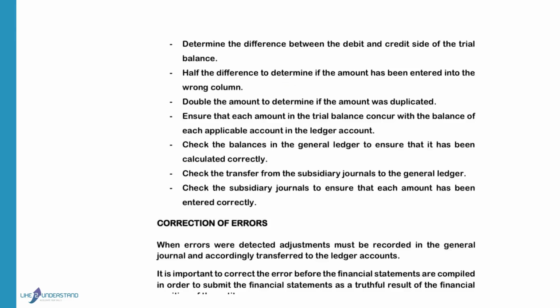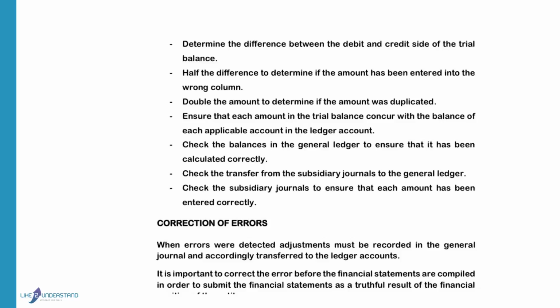Determine the difference between the debit and credit side of the trial balance. So say there's a difference of 400 Rand. Then you can go and look in your accounts, is there anywhere a 400 amount, because then it's easy to see if you did a double entry. If it's not the 400, then you double the amount and you look for an entry of 800, because that means that you recorded both entries on the debit side or both entries on the credit side. Or you can halve the amount and you might discover the mistake in that way.